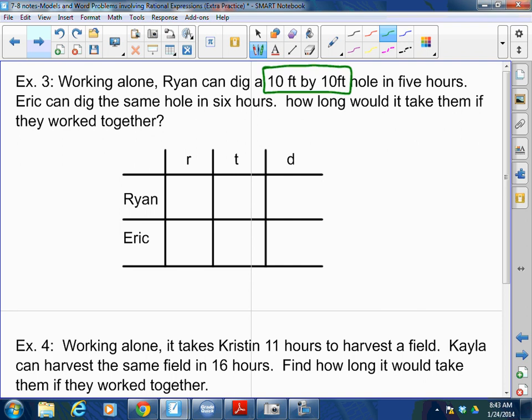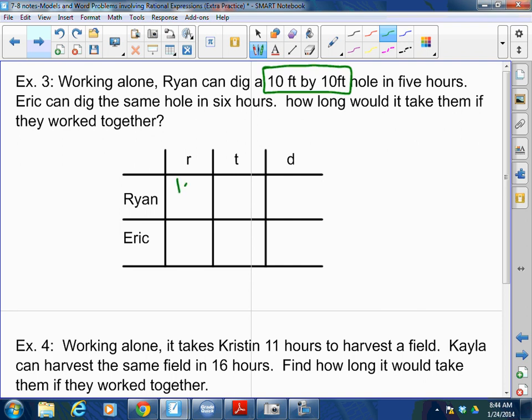I teach 5 classes a day. That's my job. My work day ends when I've completed those 5 classes. Okay? Does that make sense? All right. So Ryan can dig a 10-foot by 10-foot hole in 5 hours.